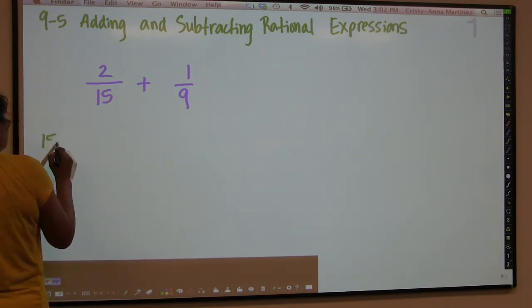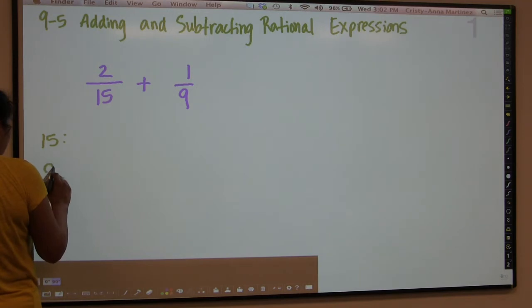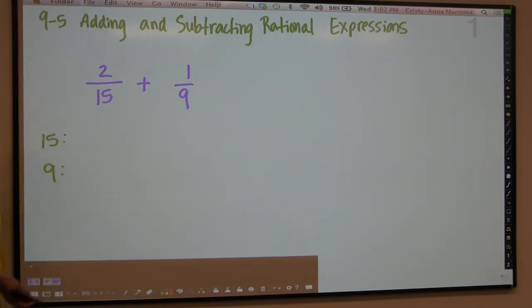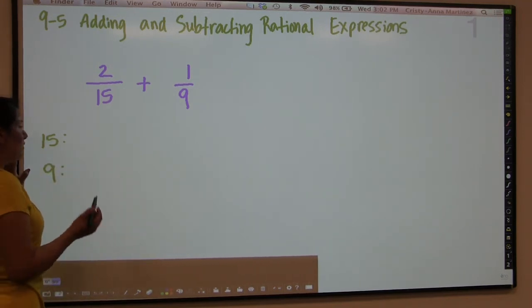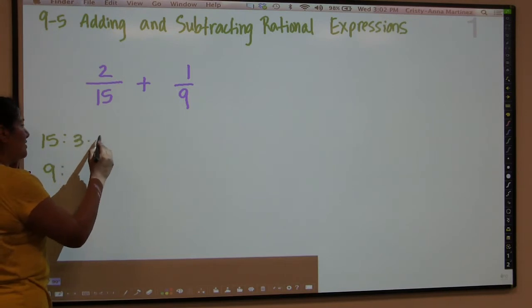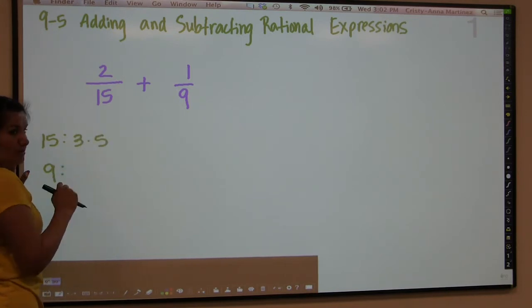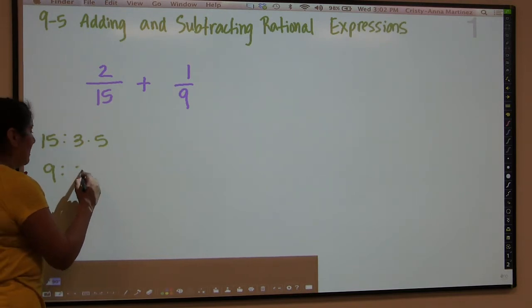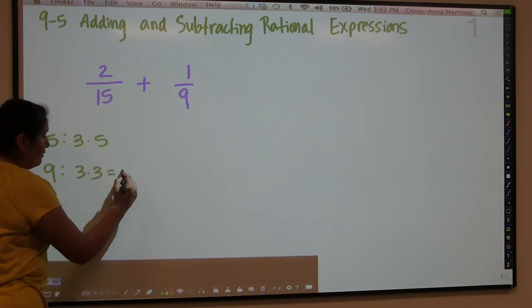So the first thing we want to do is take the prime factorization of 15 and the prime factorization of 9. The prime factorization of 15 is 3 times 5, both of those numbers being prime, so that's factored. And the prime factorization of 9 is 3 times 3, or basically 3 squared.